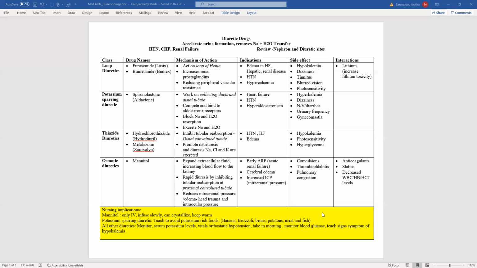So the next class of drugs are thiazide diuretics. The name is hydrochlorothiazide. You see that chlorothiazide, right? And metolazone. So these drugs work on the tubules. They inhibit tubular reabsorption, and they work on the distal convoluted tubule. So they promote natriuresis and diuresis. Natriuresis meaning they get rid of sodium and water. And along with these also go other electrolytes like potassium and chloride.